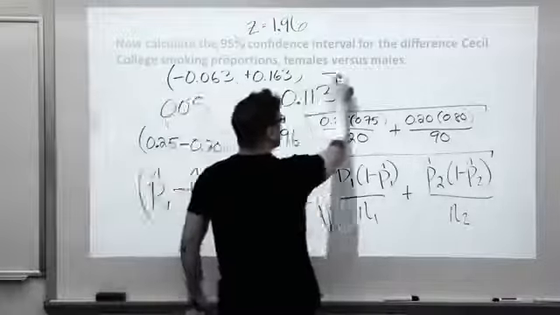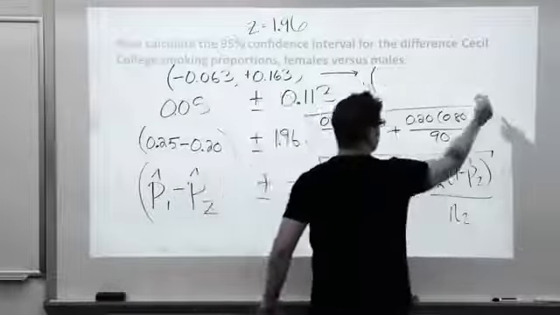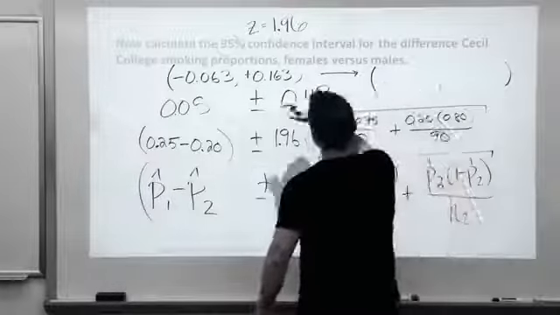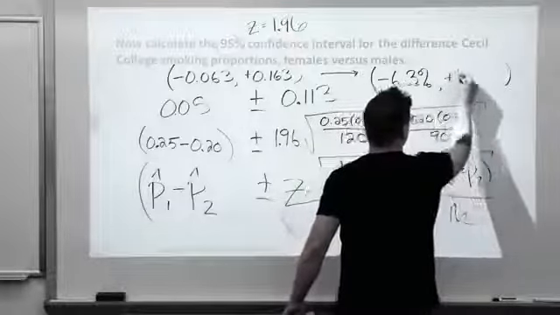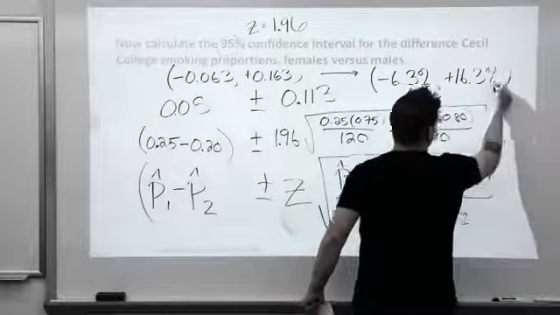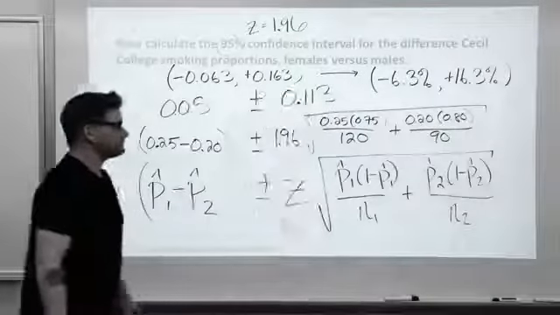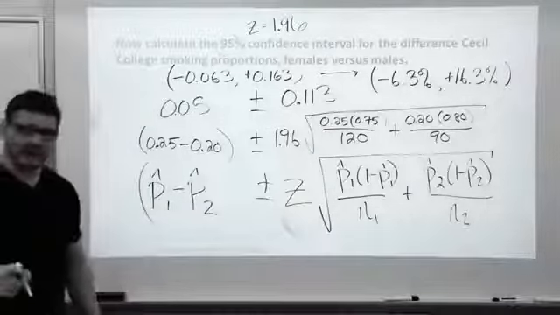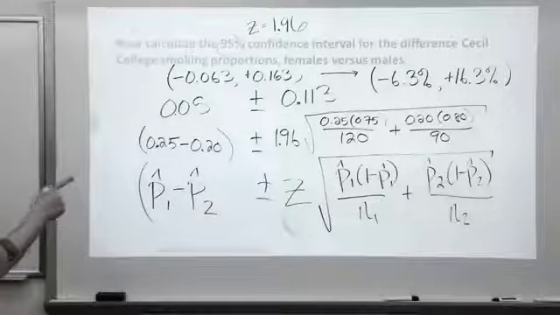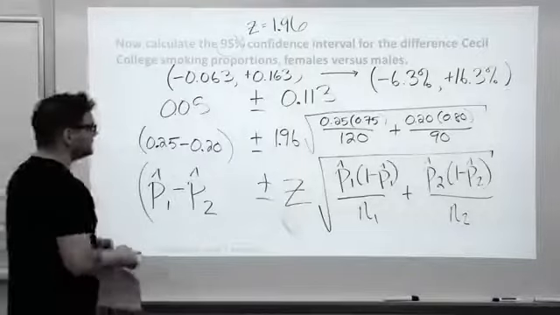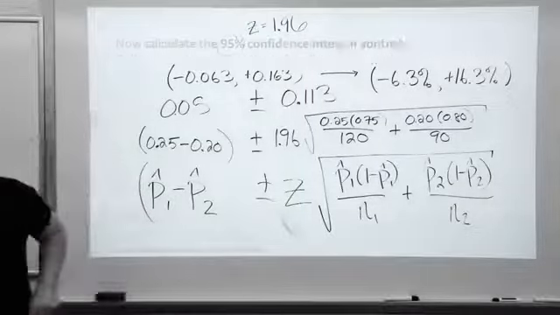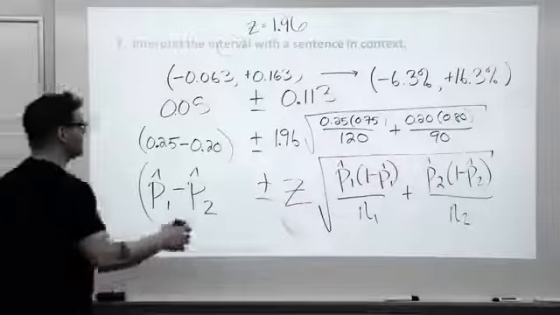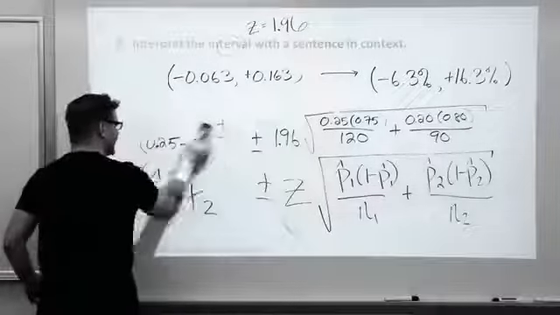These are differences in percentages, so I'm going to use every last bit of real estate here. That's about negative 6.3% up to positive 16.3%. That's the confidence interval. Very important numbers inside that one, and that's the 0. All right, you've got that. You can pause it if you don't. I'm going to flip the slide and interpret this interval.